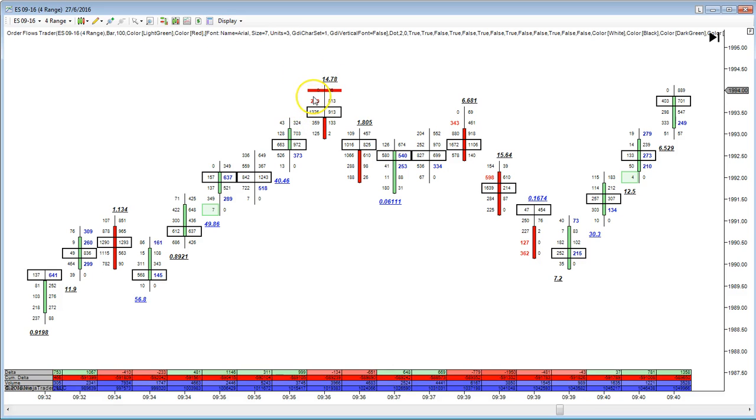Okay, so this was a nice short. So don't think of getting short right at the top of this bar. You're getting short in the next bar. Or even if you're aggressive, you can get short towards the end of the bar. This is a 4-range E-mini chart.